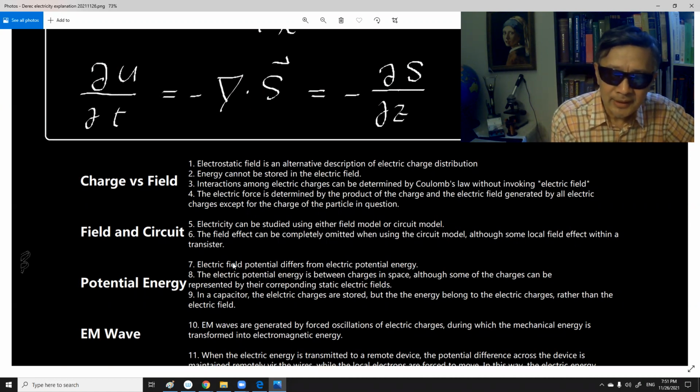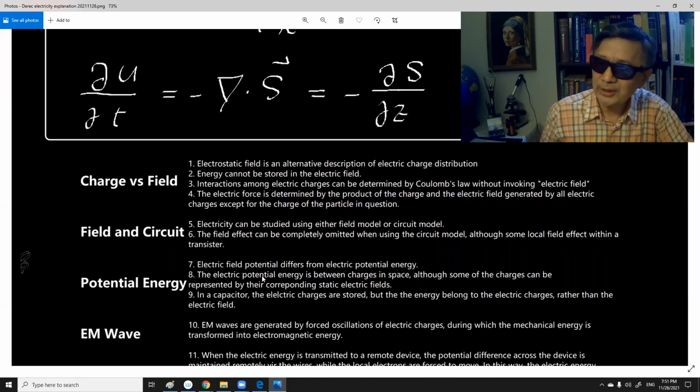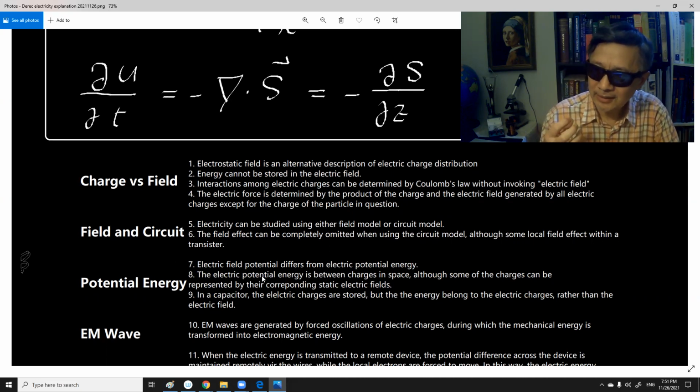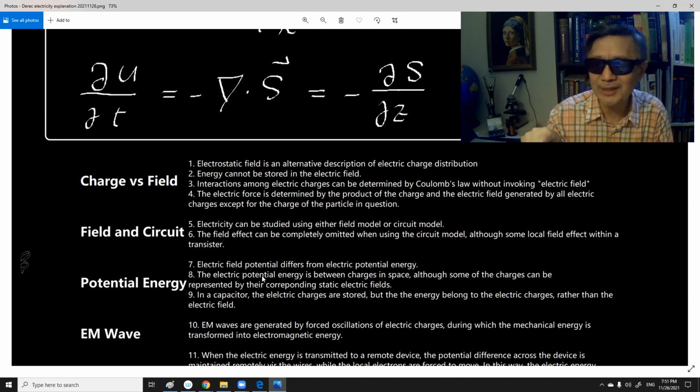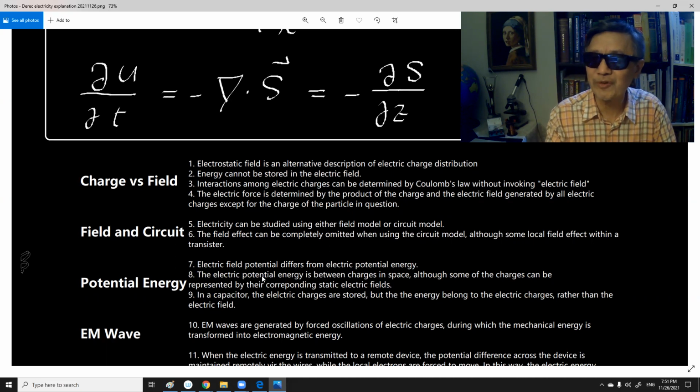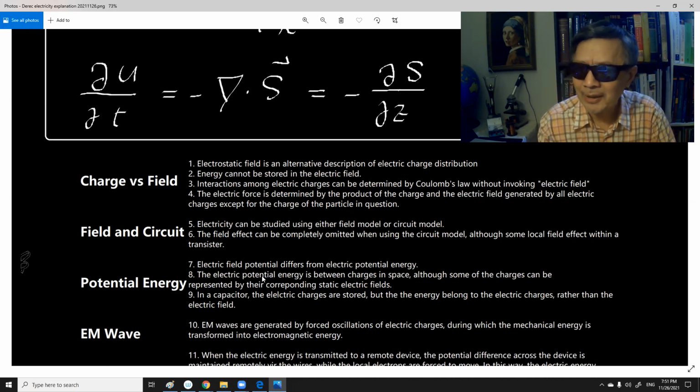The electrical field strength differs from electrical potential energy. Energy here is potential energy, which involves interaction, unlike kinetic energy. When you study kinetic energy, you can just pinpoint the particle and say how much kinetic energy it has. You cannot point to a single electron and say, what is the potential energy? Or pinpoint the particle's electric field and say how much potential energy is stored. You can't.